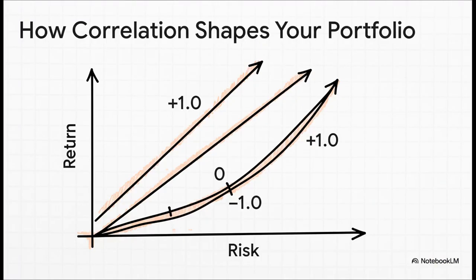The level of correlation you have literally shapes your investment options. If it's a perfect +1, there's really no benefit. Risk just goes up in a straight line with return. If it's 0, the line starts to bend, which is good. You're getting more return for each bit of risk. But with a perfect -1 correlation, the curve bends like crazy, letting you slash your risk while still building returns.